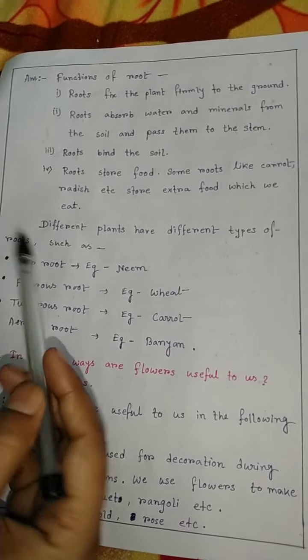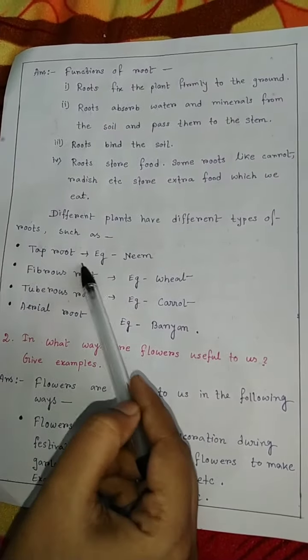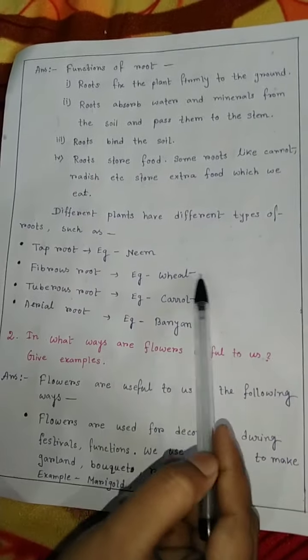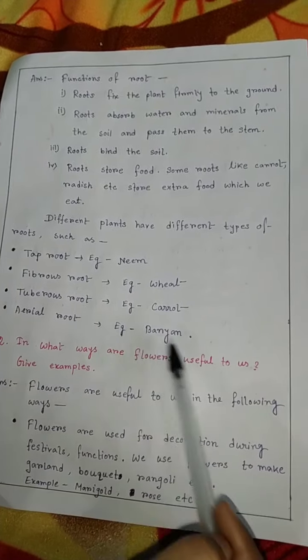Now next portion of the question is name the roots. Name means different types of roots. Different plants have different types of roots such as taproot, example neem, fibrous root, example wheat, tuberous root, example carrot, and aerial root, example banyan.